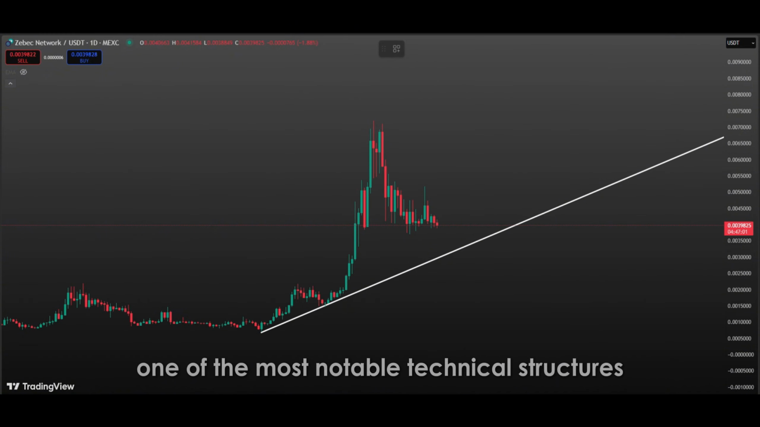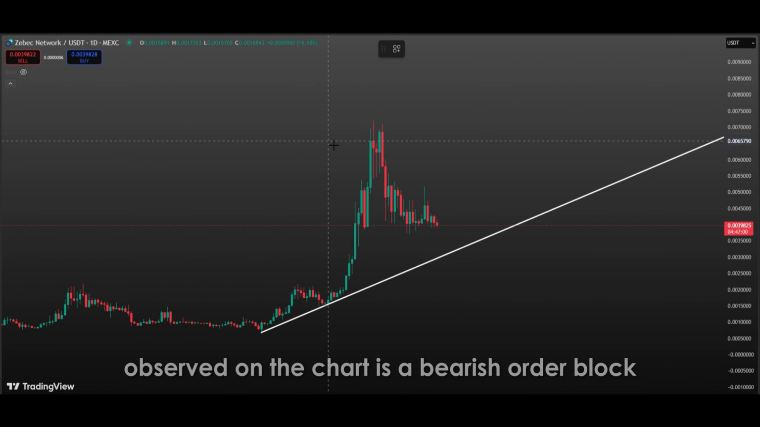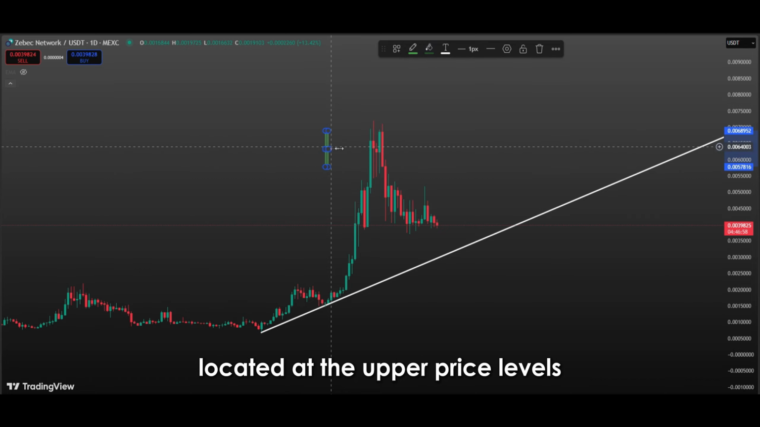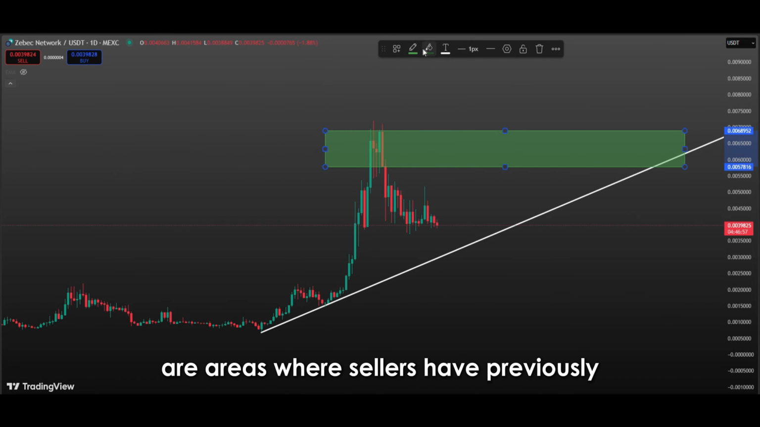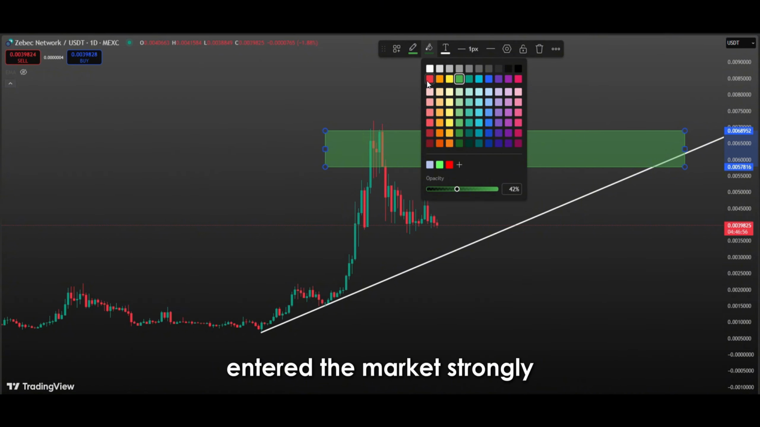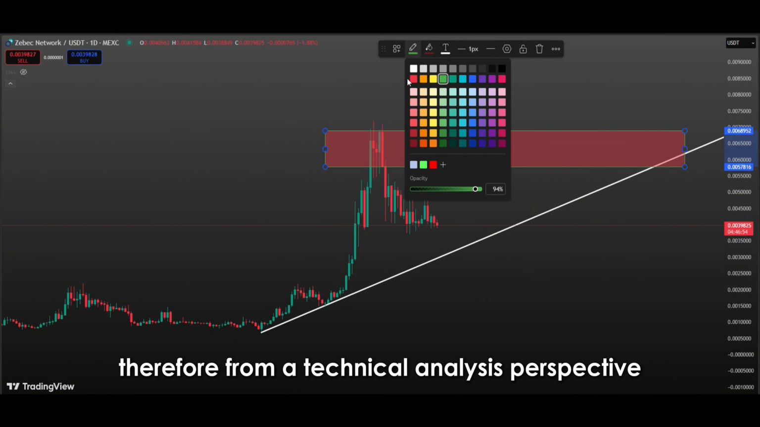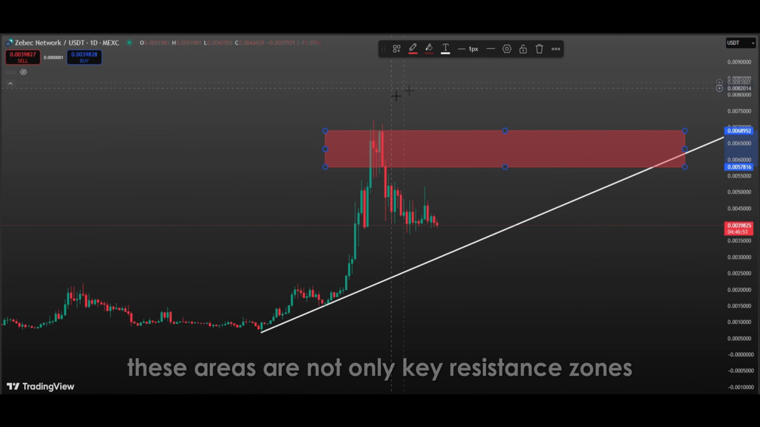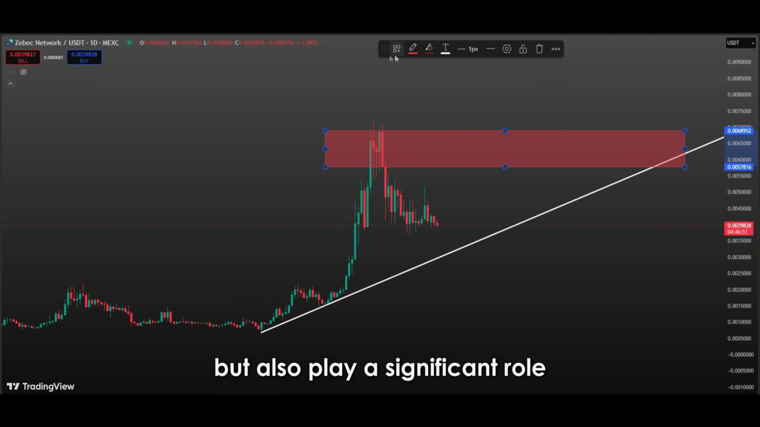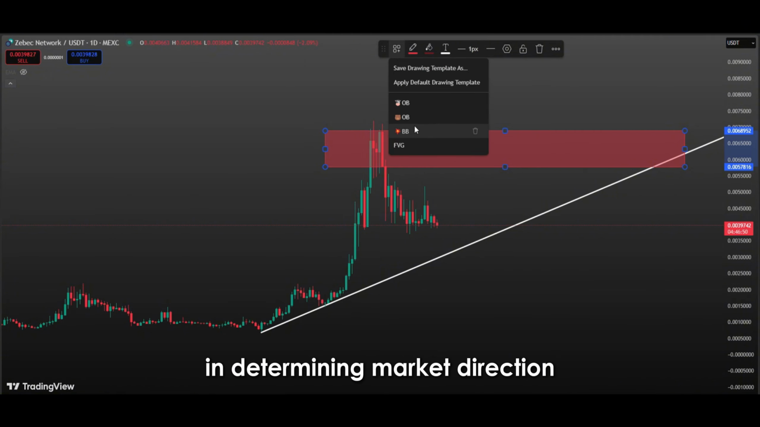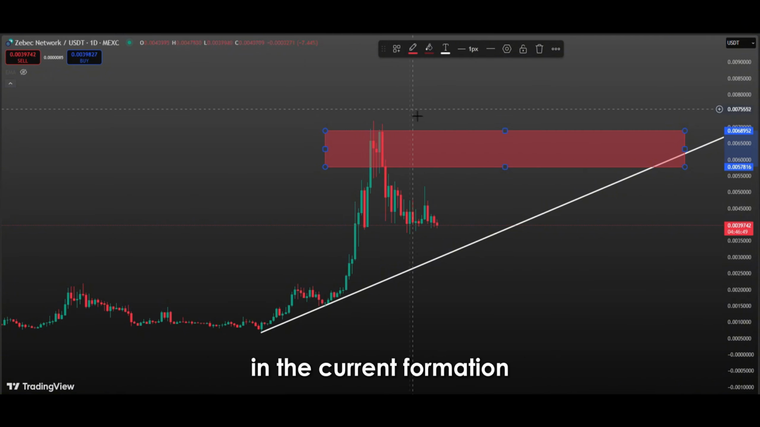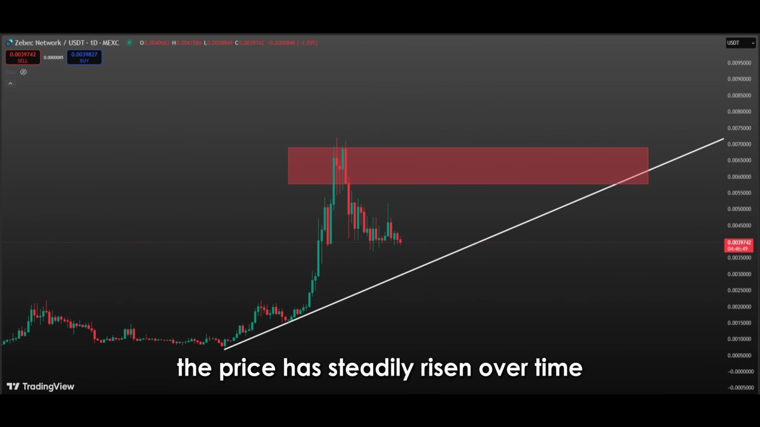One of the most notable technical structures observed on the chart is a bearish order block located at the upper price levels. These types of zones are areas where sellers have previously entered the market strongly, causing sharp downward reactions. Therefore, from a technical analysis perspective, these areas are not only key resistance zones that must be closely monitored, but also play a significant role in determining market direction. In the current formation, the price has steadily risen over time and has now reached this order block.